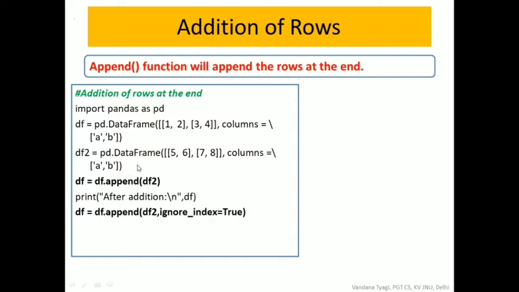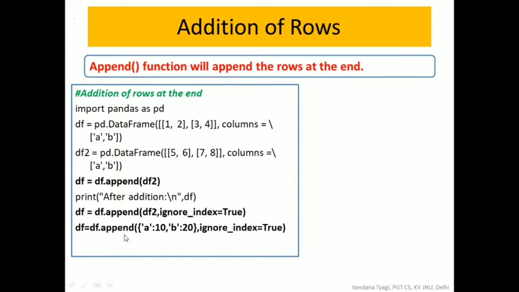So we will see what happened in the output section. Now there is another way to do this. If we are not specifying any parameter with this append function, then it will automatically take the indexes of the data frame which I am adding. So whatever be the index with this df2, that is being taken here. But here we have written ignore_index equals to True. So this parameter will ignore the index and it will regenerate the index again.